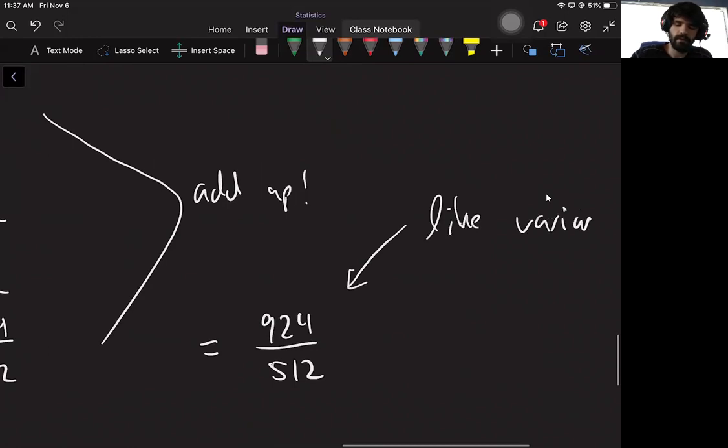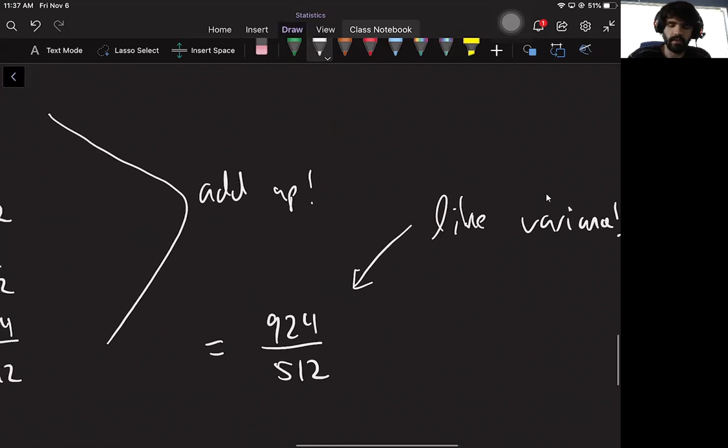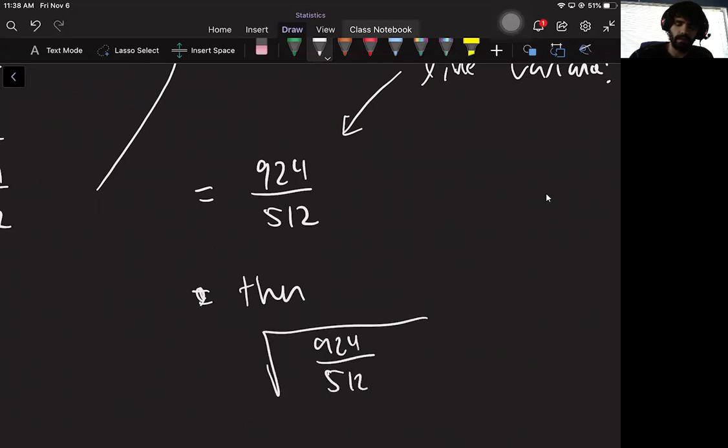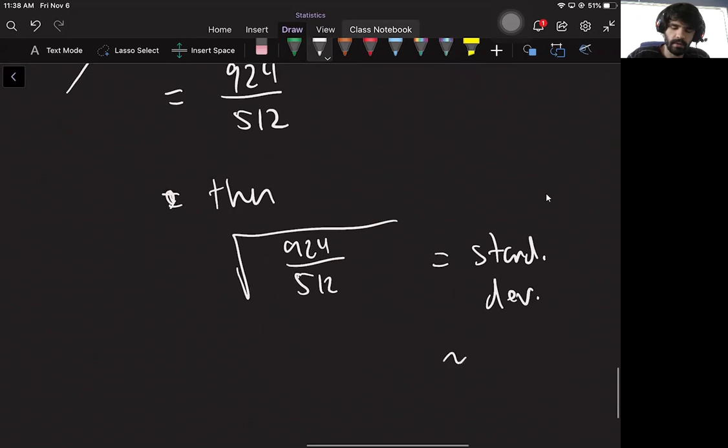So how do I get the standard deviation? After I add everything up, I have to square root that. So then this thing is the standard deviation. And if you plug that into a calculator, it's going to be around 1.34. Okay, so that's the idea.